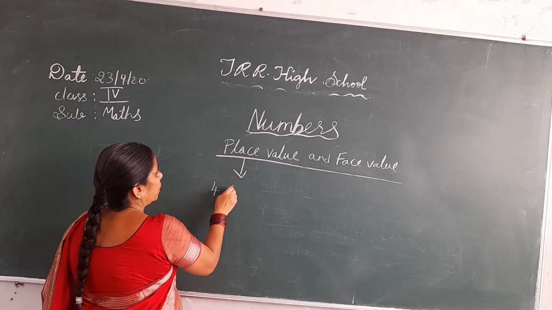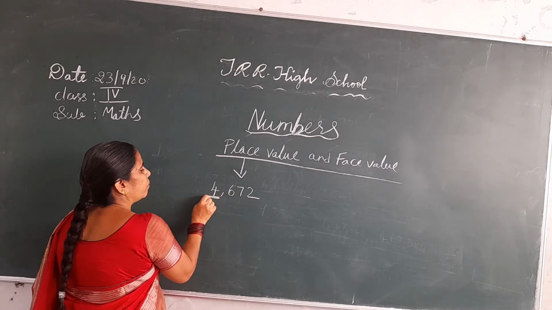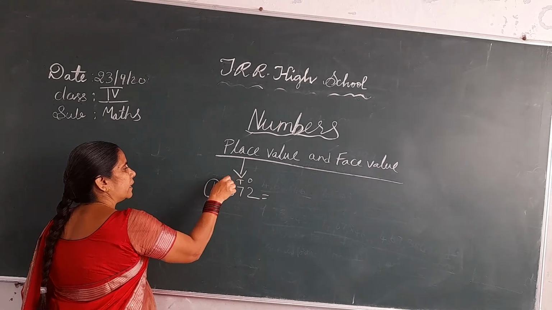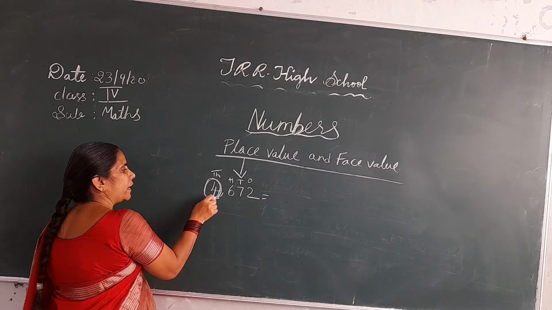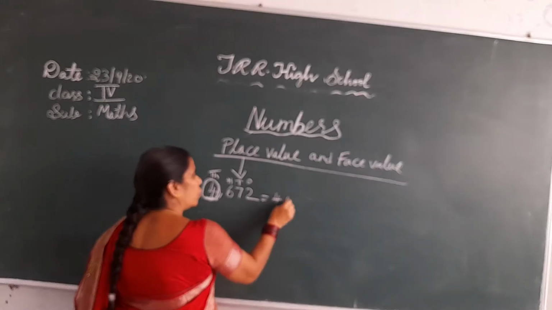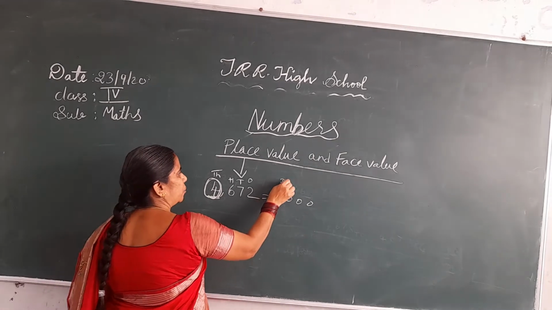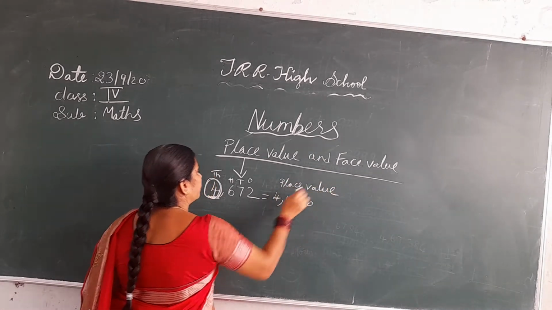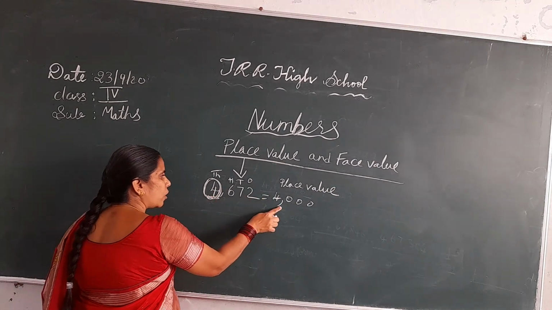Once we will do the place value. Suppose 4,672. What is the place value of 4, what will you write? Ones, tens, 100s, 1,000s. What is the place value of 4? You will write 4,000. 4,000 is the place value. Place value of 4 is 4,000.